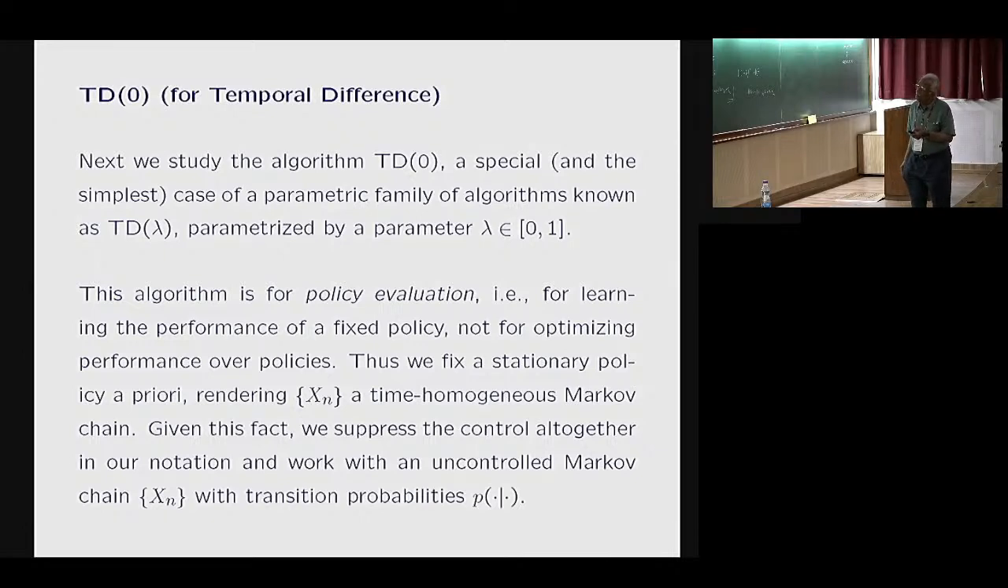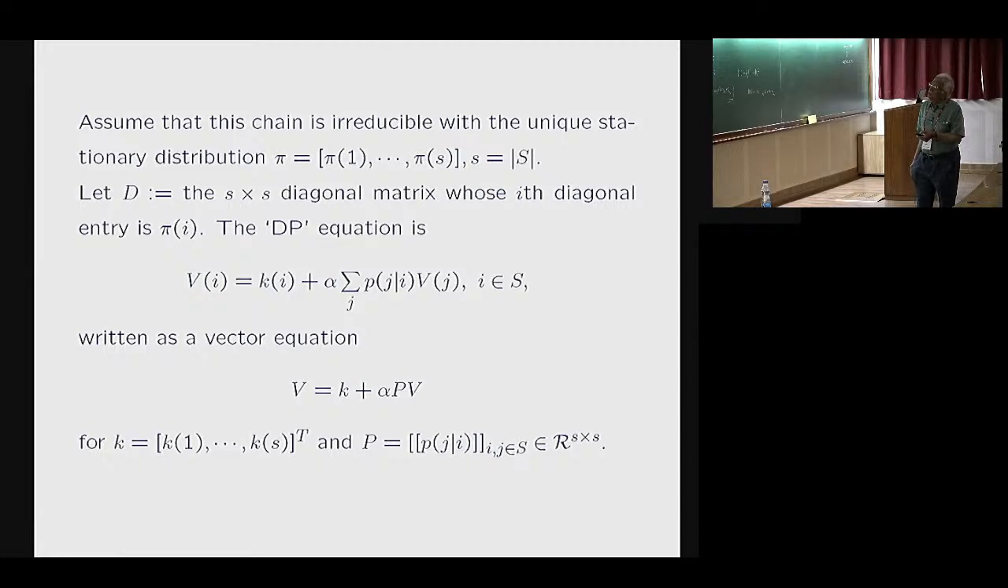And so, because I have fixed the policy, I ignore it. I just write it as an ordinary transition probability. This is the dynamic programming equation. It's a linear equation.